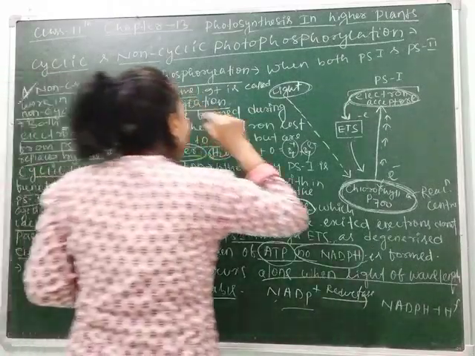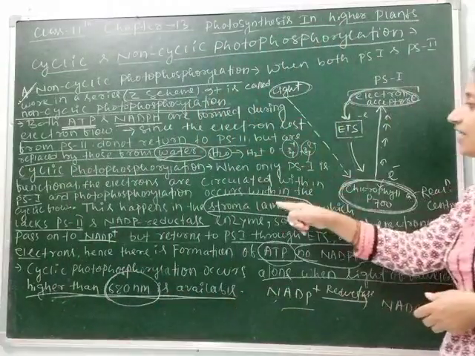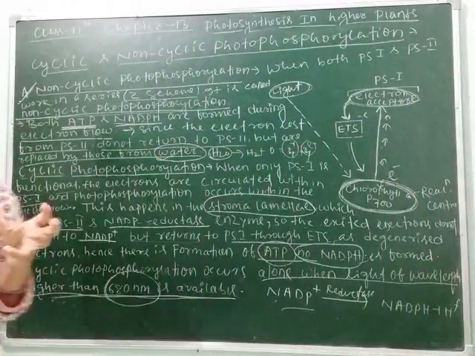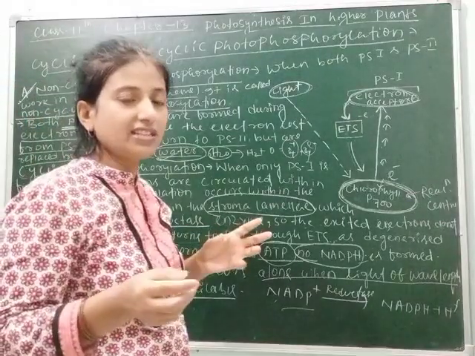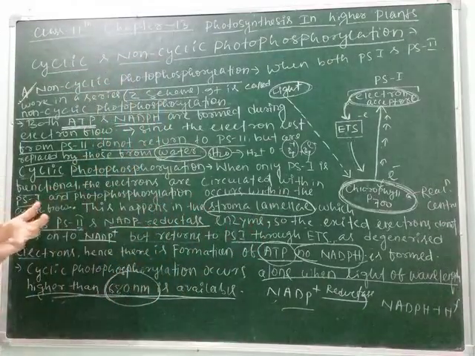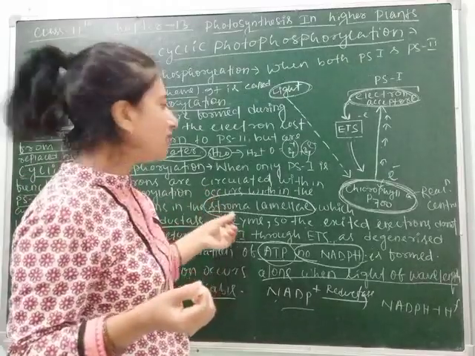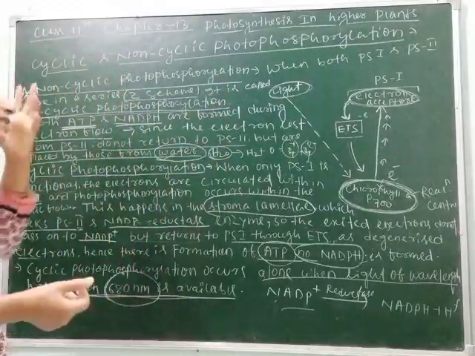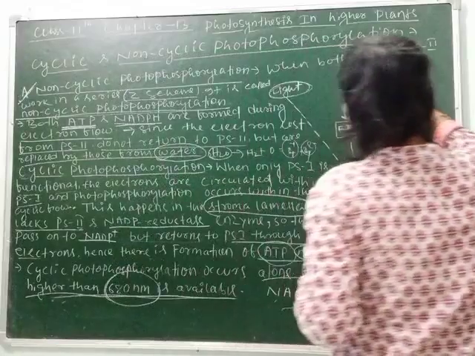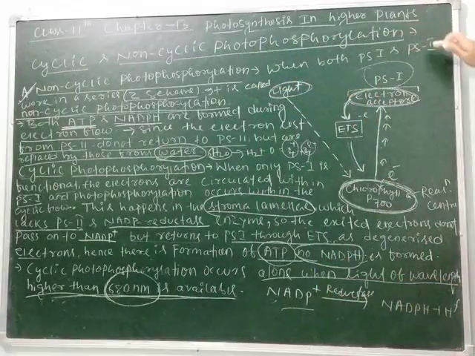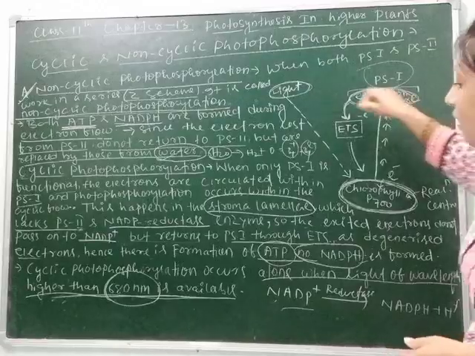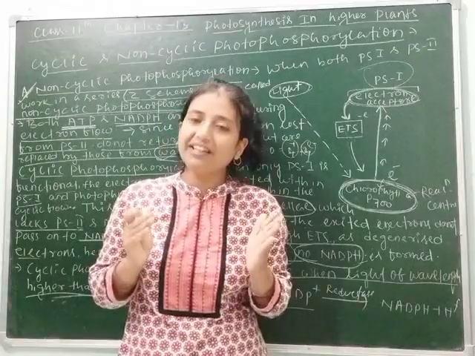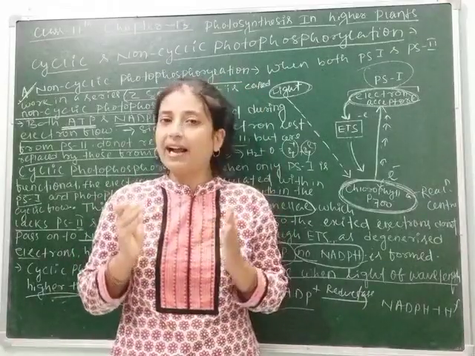Again, non-cyclic occurs in the thylakoid membrane, whereas cyclic occurs in stroma lamella, means the lining of the stroma. Stroma and grana you have seen in chapter 8 while studying about the cell, in the chloroplast. So here cyclic occurs in stroma lamella, whereas non-cyclic occurs in the thylakoid membrane. Here only PS1 is involved, and in non-cyclic both PS1 and PS2 are involved. Here only ATP is formed, and in non-cyclic both ATP and NADPH are formed. So students, these are the main differentiating points between cyclic and non-cyclic.